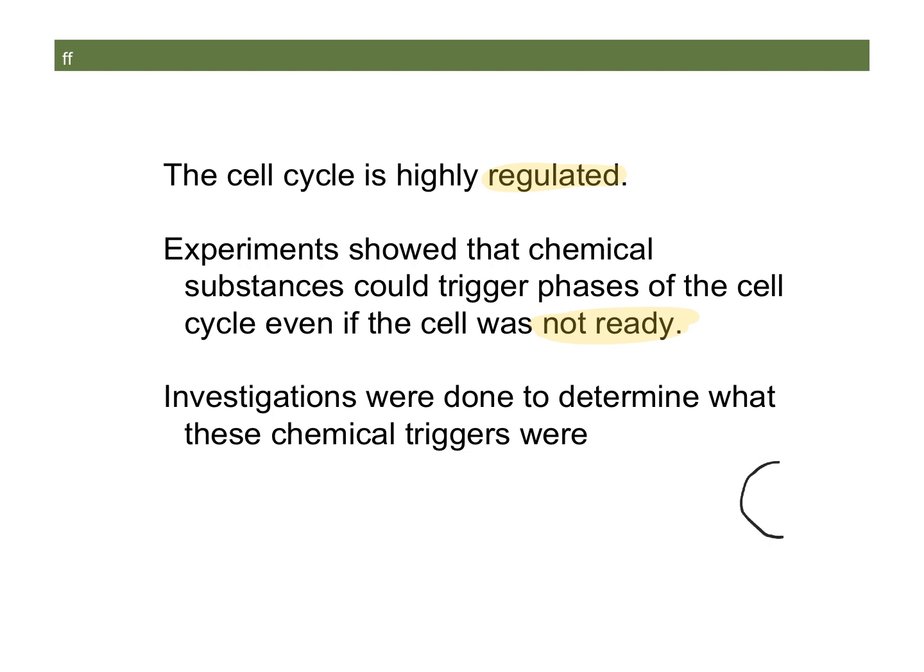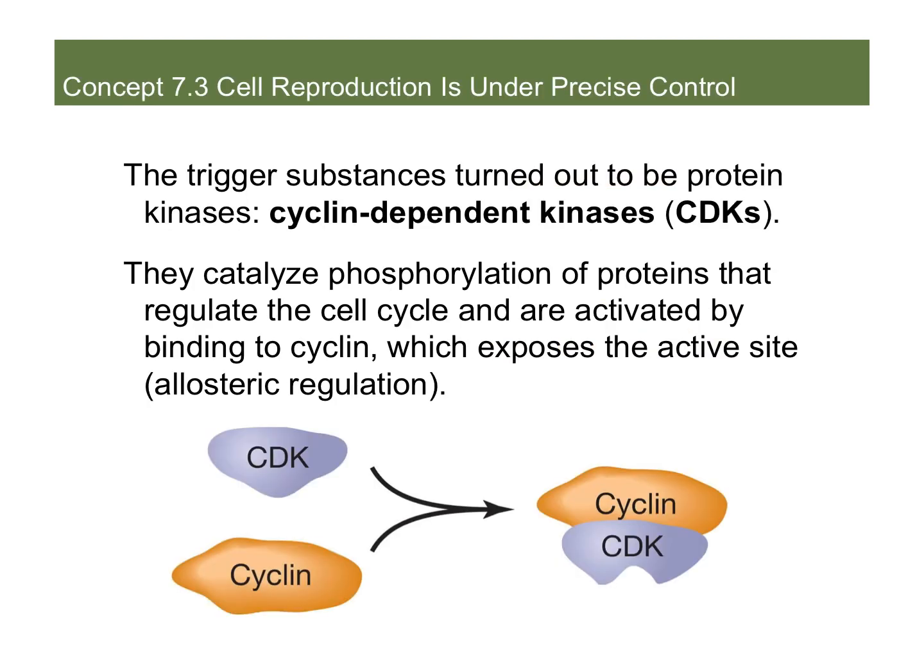So let's say you have cell A here, which is ready to divide. And so I'll just put an R for ready. And then another cell over here, which was not ready for division. And then you remove the chemical substances from this cell and inject it into this cell. And then this cell would immediately begin to divide, even if it wasn't ready. And so investigations were done to determine what the chemical triggers were. So those trigger substances turned out to be protein kinases.